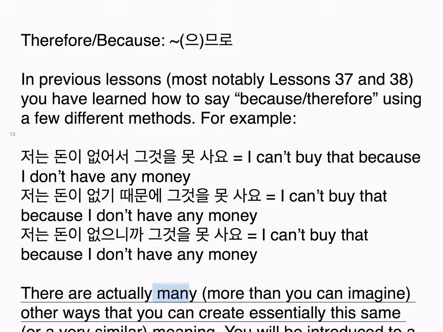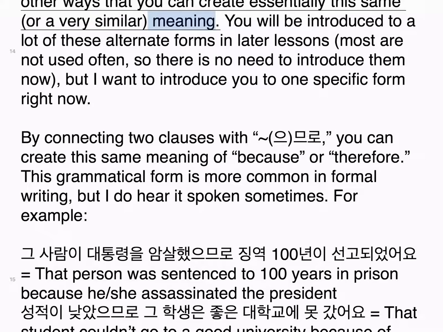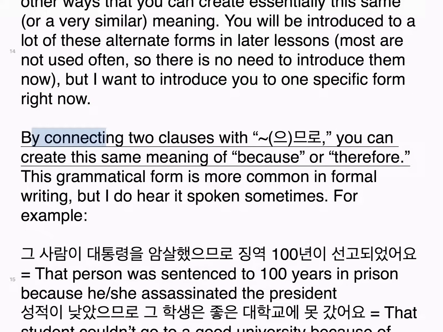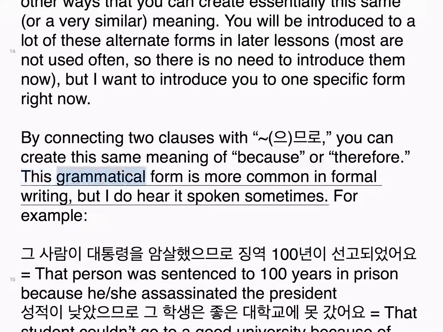There are actually many, more than you can imagine, other ways that you can create essentially the same or a very similar meaning. You will be introduced to a lot of these alternate forms in later lessons. Most are not used often, so there is no need to introduce them now, but I want to introduce you to one specific form right now. By connecting two clauses with 으므로, you can create this same meaning of because or therefore. This grammatical form is more common in formal writing, but I do hear it spoken sometimes.